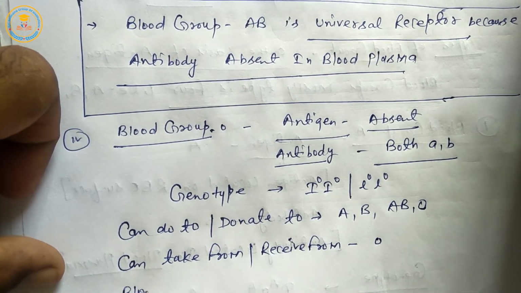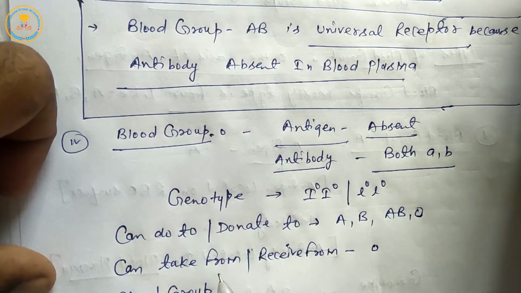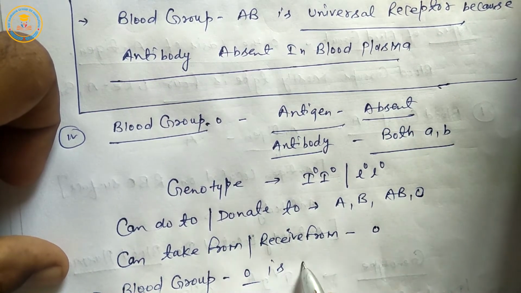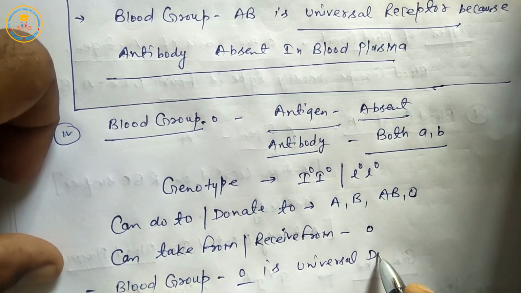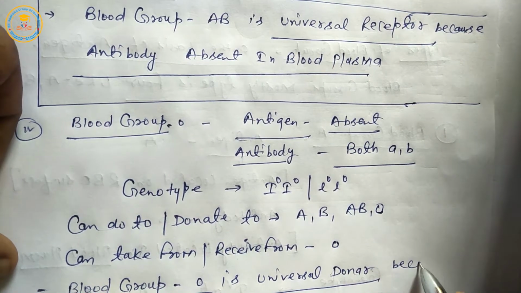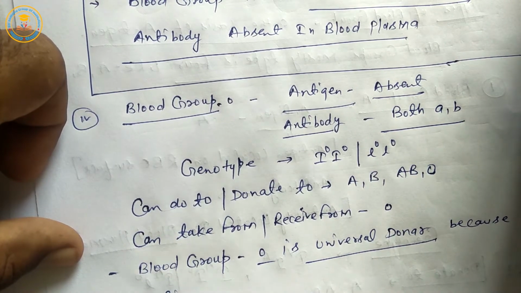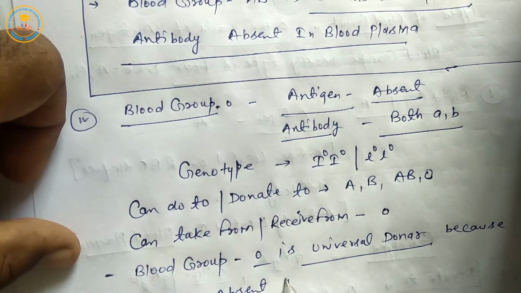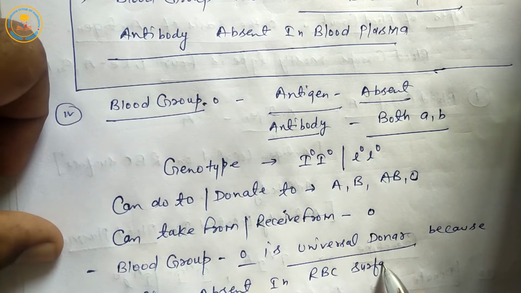So blood group O is universal donor, because antigen is absent on RBC surface.